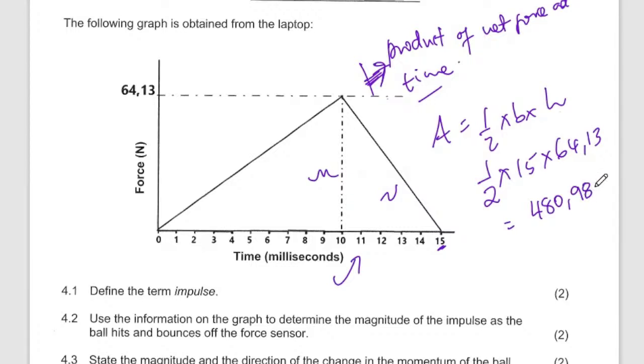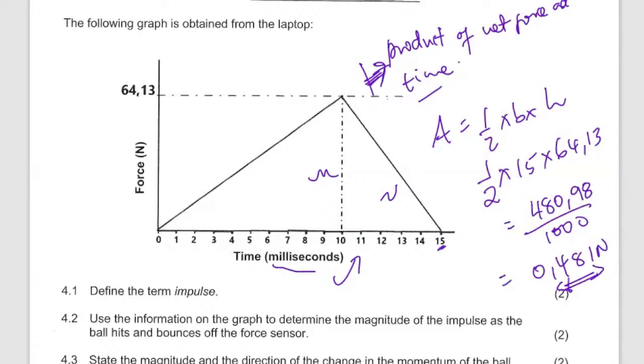But remember, this time is in milliseconds, which means I have to divide by 1,000. This means I have 0.481. The time is in milliseconds, so divide by 1,000 or multiply by 10 to the negative 3.